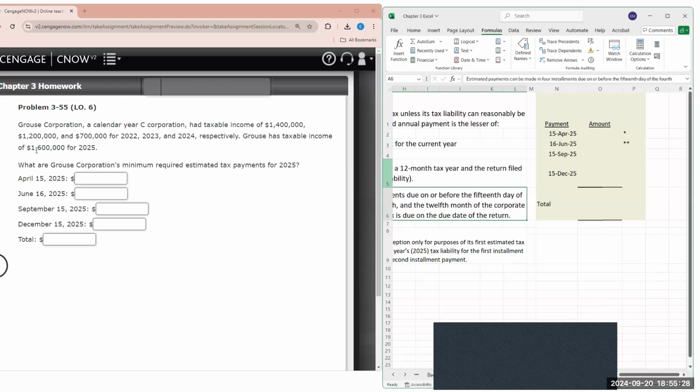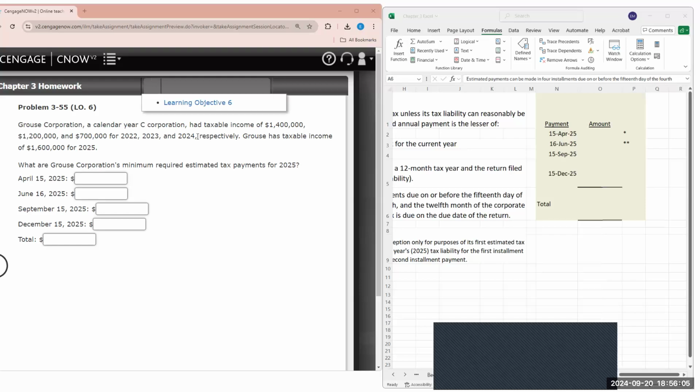All right, so here it says, Grouse Corporation, a calendar year C Corporation, had taxable income of 1.4 million, 1.2 million, and $700,000 for 2022, 2023, and 2024, respectively. Grouse has taxable income of $1,600,000 for 2025. What are Grouse Corporation's minimum required estimated tax payments for 2025?